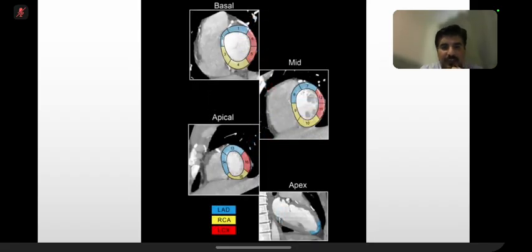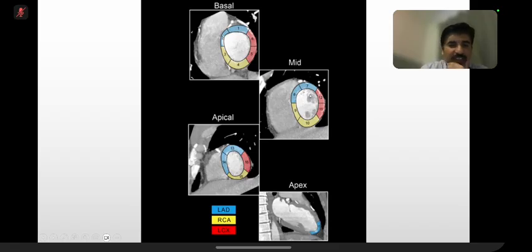Okay, here this is the same distribution shown in the CT images. So these are the basal slice or basal cuts. Here you can see this is the right ventricle and this is the left ventricle. These are the mid cuts. Here you can see the right ventricle, the left ventricle.